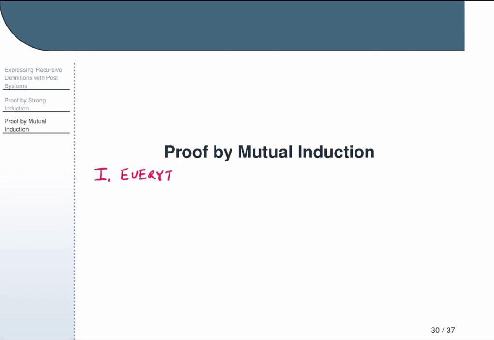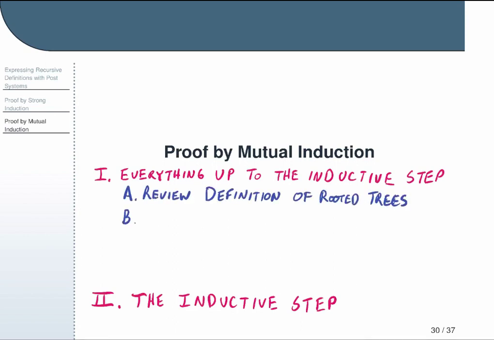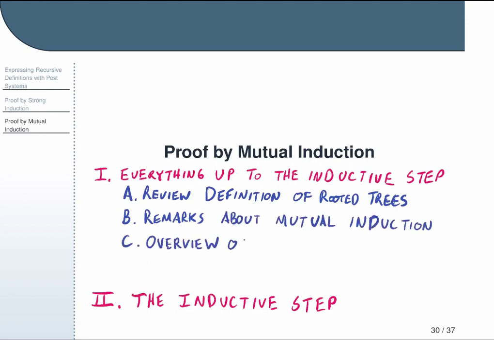The first part will just be everything up to the inductive step, and the second part will be the inductive step. In the first part, which is this video, we'll begin with a review of the definition of rooted trees. I'll make some remarks about mutual induction in general, and then we'll move on to an overview of the proof and prove the base cases. Then in the second video, we'll just go through the inductive step and finish the proof.